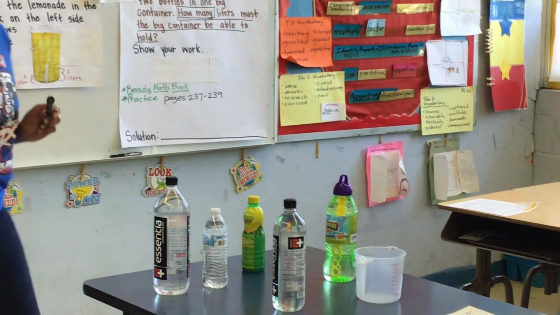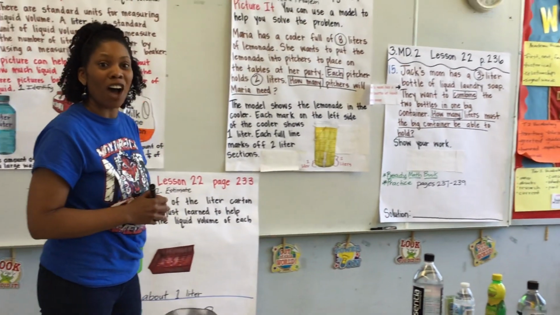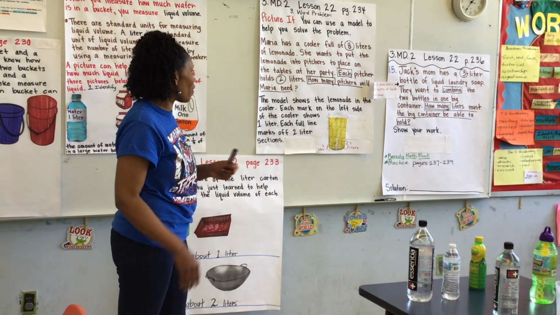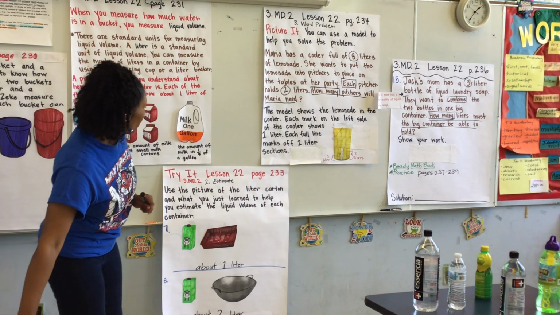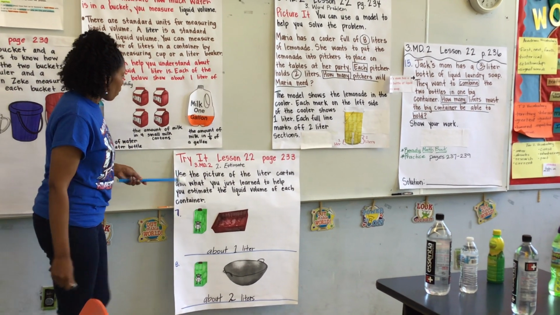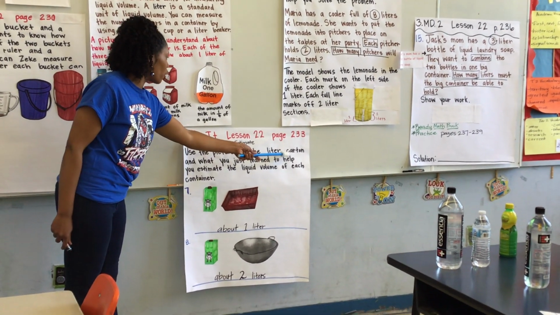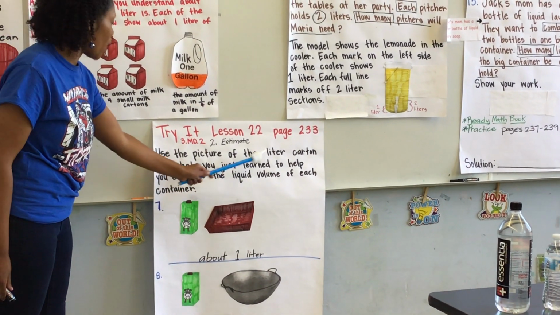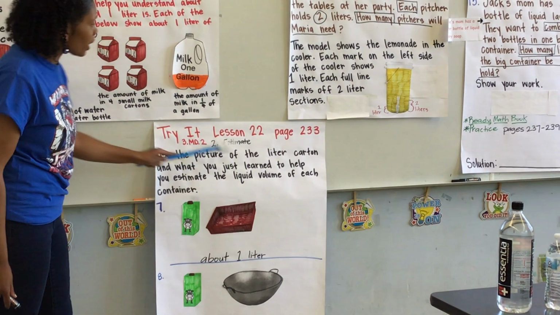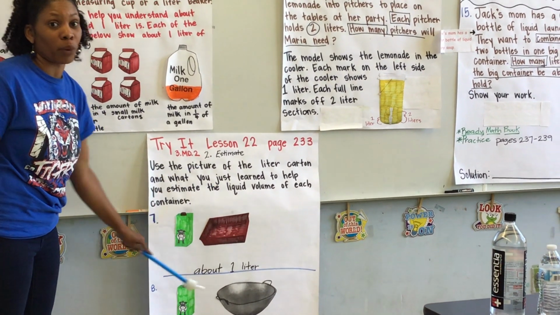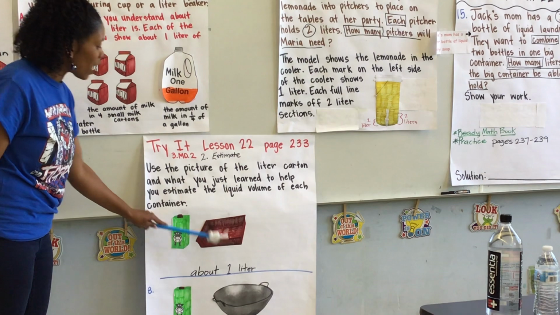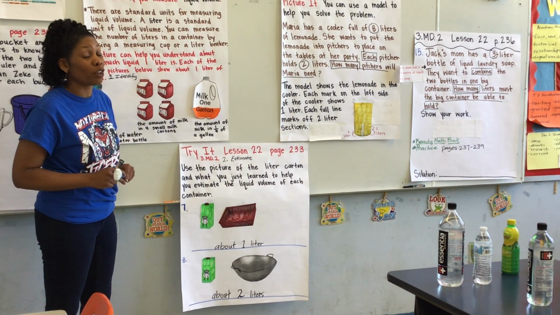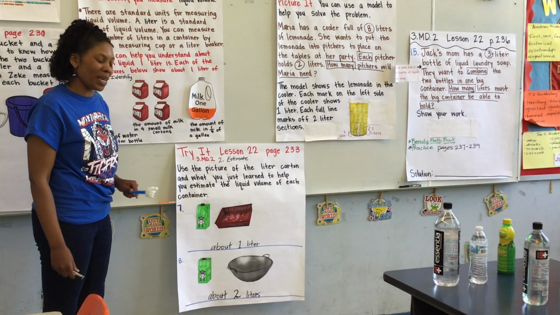So those are some examples that you can also use at home to help your child figure out the amounts that would be equal to, less than, or more than 1 liter. So let's try it. We can use a picture of the liter carton and what you just learned to help you estimate the liquid volume of each container. Now this is in your book on page 233. But let me remind you that the items that we have here are drawn a little bit larger than the items that you have in your actual book. So your answers may be different.